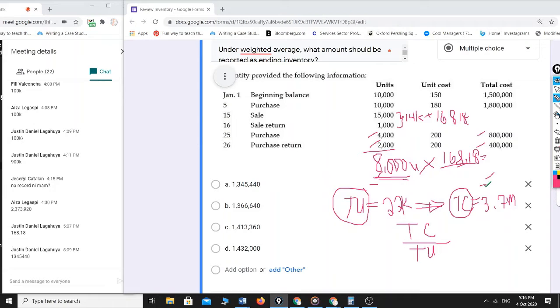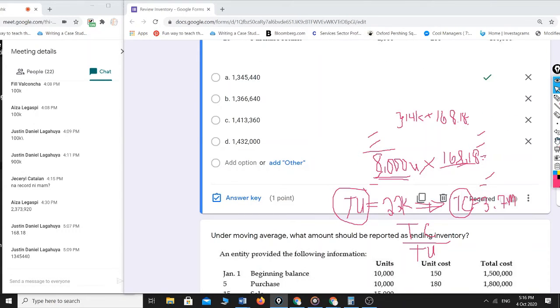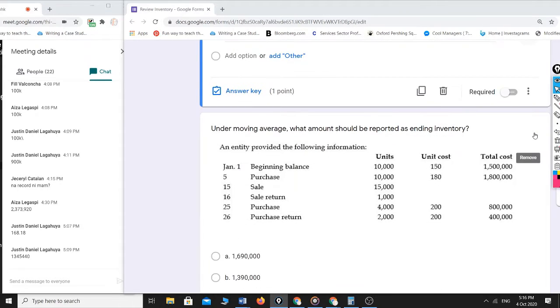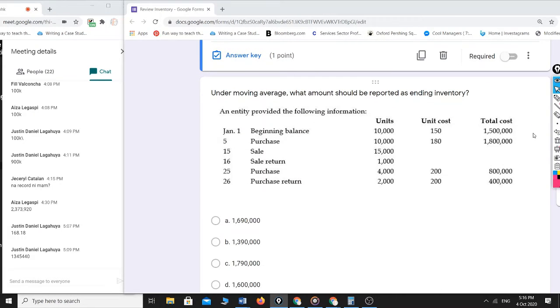Okay? So let's have an example so you will truly appreciate what moving average is. Okay, so for moving average, we have this example. Same problem, but it is a moving average. Again, moving average is still a type of weighted average, but this time the company is using a perpetual system.